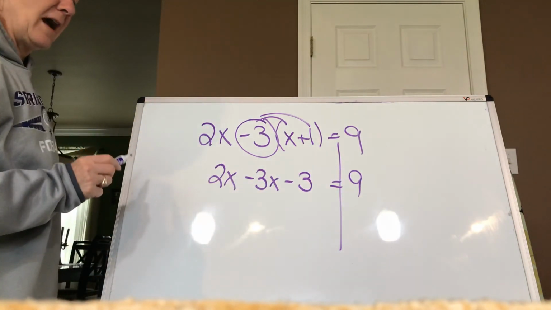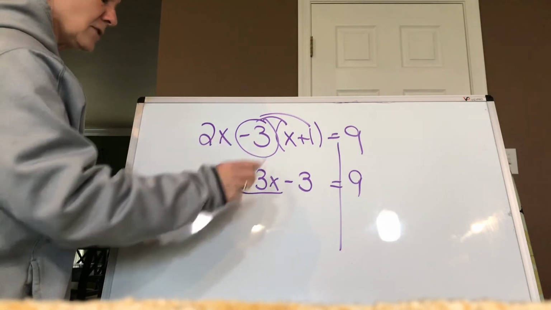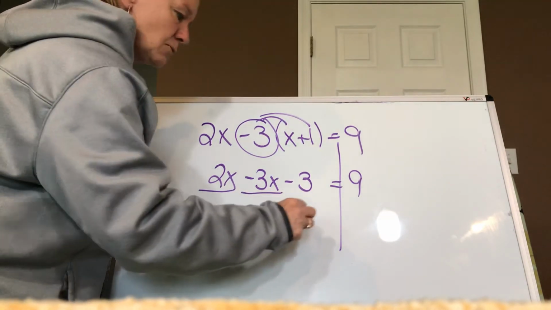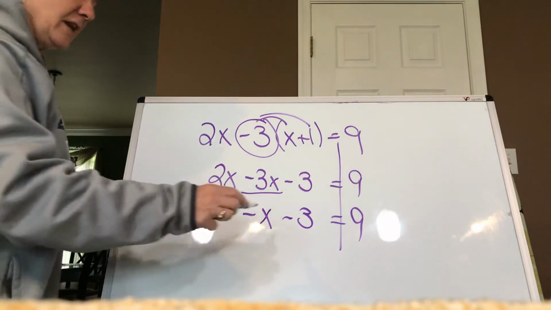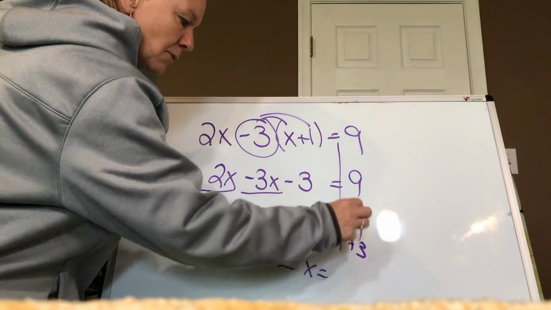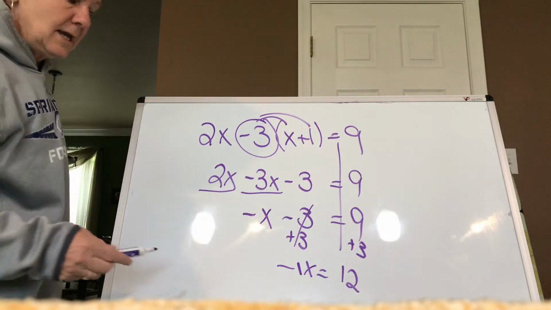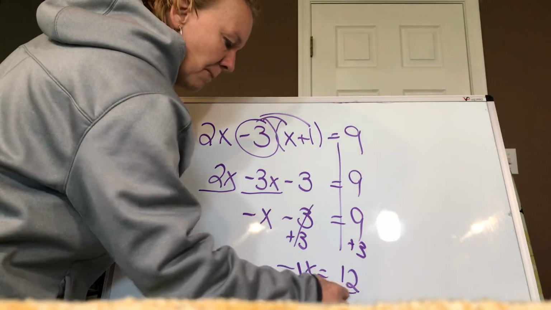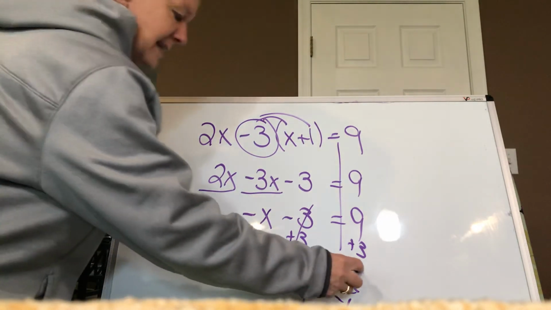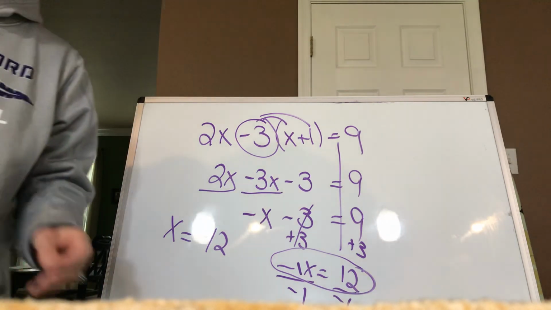Now I need to simplify even more by combining like terms. 2x minus 3x. 2 minus 3 is negative 1x. But I'm just going to write negative x minus 3 equals 9. Finish solving this by adding 3 to both sides. I have negative x equals 12. We are not done. Remember, this is a negative 1x. So I need to divide both sides by negative 1, and I end up with x equals negative 12. This is the step that might mess you guys up. Remember, you are not solving for negative x. We are solving for x.